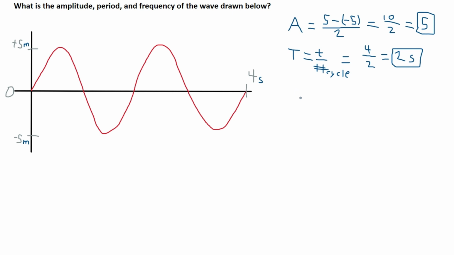Now the frequency is just equal to the inverse of the period. So this is equal to 1 over 2 seconds, but 1 over a second is equal to a hertz. So this means that the frequency is equal to half a hertz.